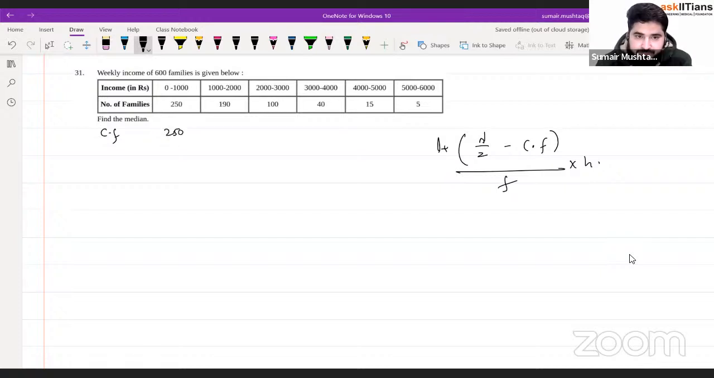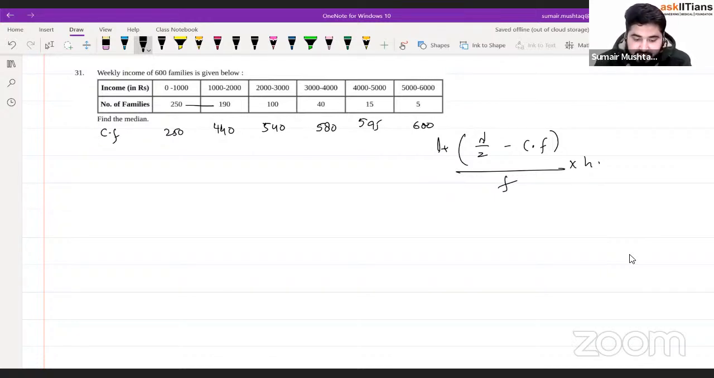This is 250. Okay. What will be this? 250 plus this one. Okay. What is that? So 490. Okay. 490 plus this is 440. Okay. This is 540. Okay. This will be 580. Okay. This will be 595. And this will be 600. So total number of the terms here are 600.